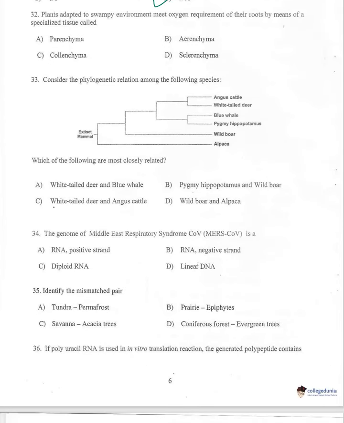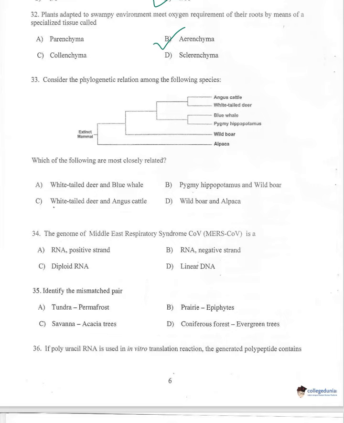Question number 32. Plants adapted to swampy environment meet oxygen requirements of their roots by means of a specialized tissue called A, aerenchyma, B, parenchyma, C, collenchyma, and D, sclerenchyma. So the option here which is correct is option B, which is the parenchyma.